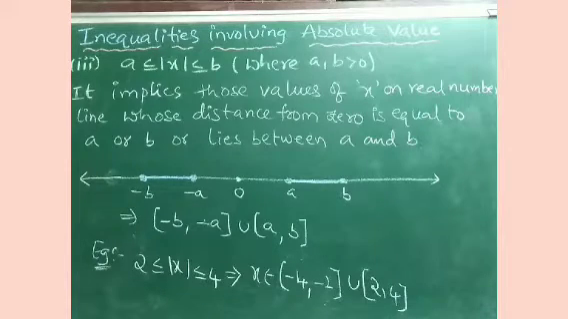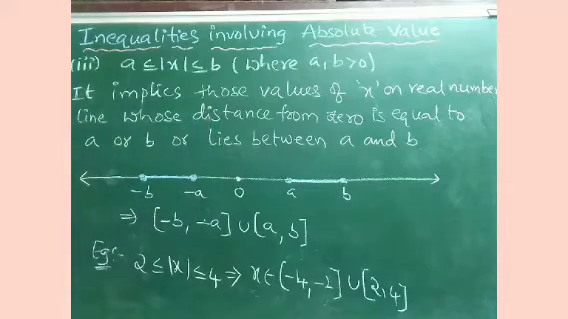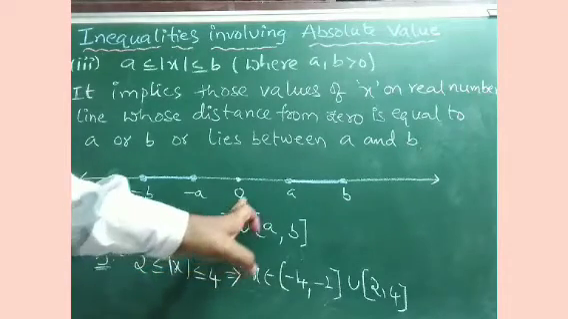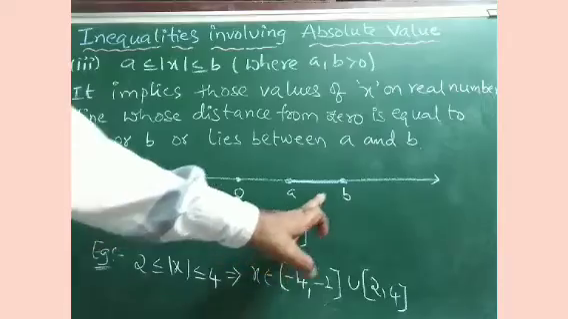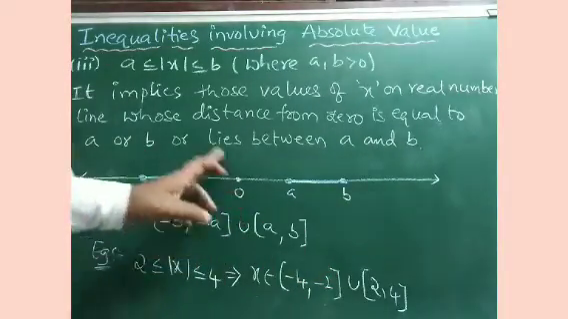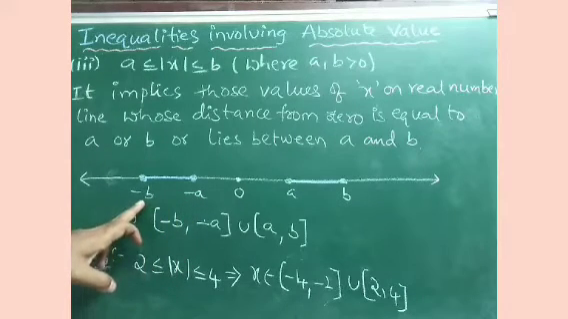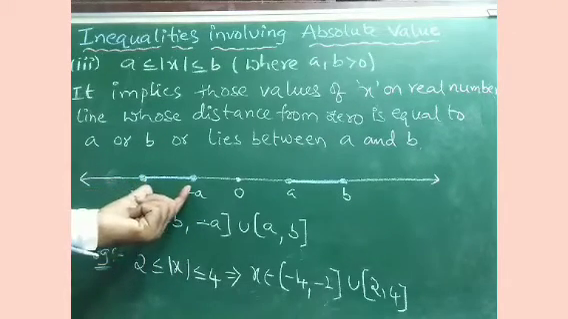Okay, so whose distance from 0 is equal to small a or small b or lies between small a and small b. So let us look at these numbers on the number line. Let it be 0 at an equal distance. Consider the points small a and small b. In the same manner, in the negative direction, consider two more points, minus a and minus b. So this is the concept now here.